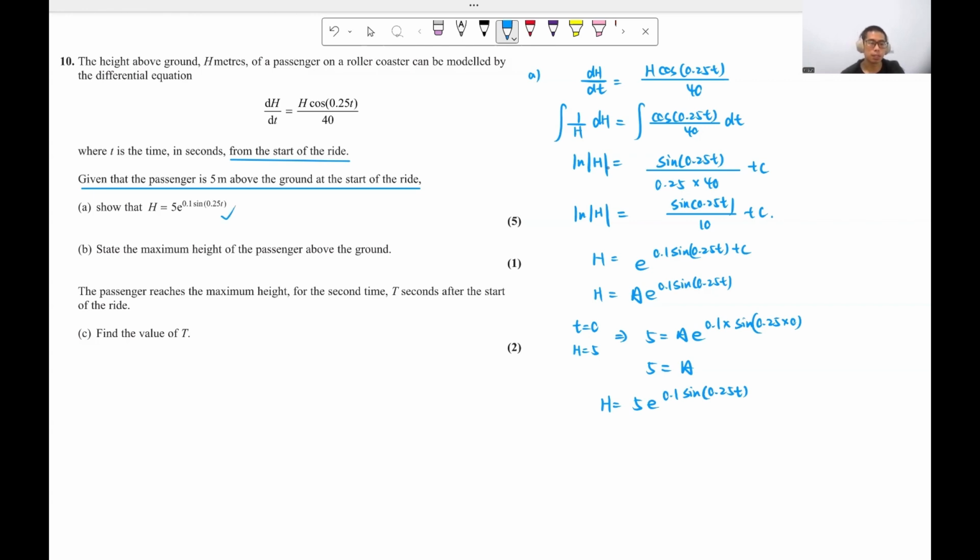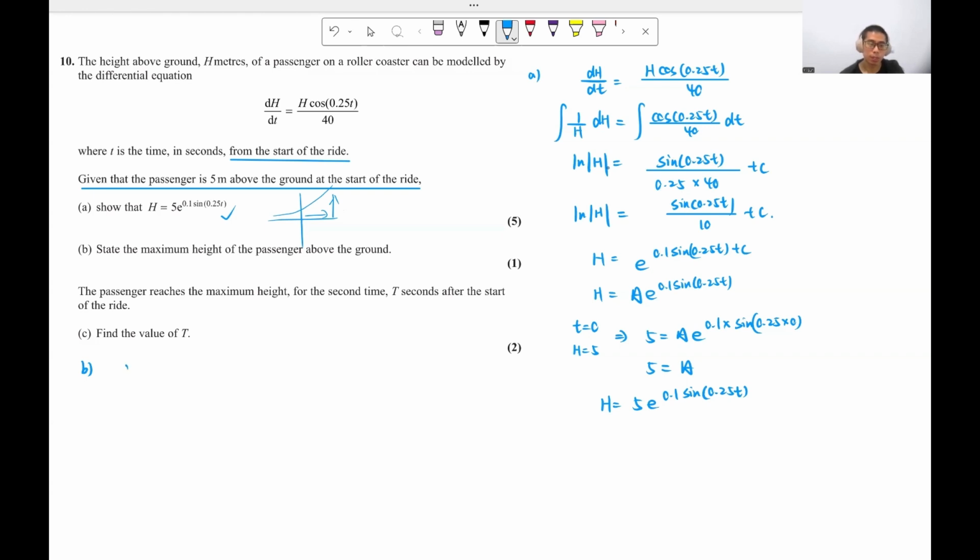And in part B, state the maximum height of the passenger above the ground. So this is just an exponential graph, and we know for the exponential graph, it always looks something like that. So the bigger the power, the bigger the h. Because one is increasing, the other is also increasing. So we just want to look for the maximum value the power can be, and that will give the maximum height.